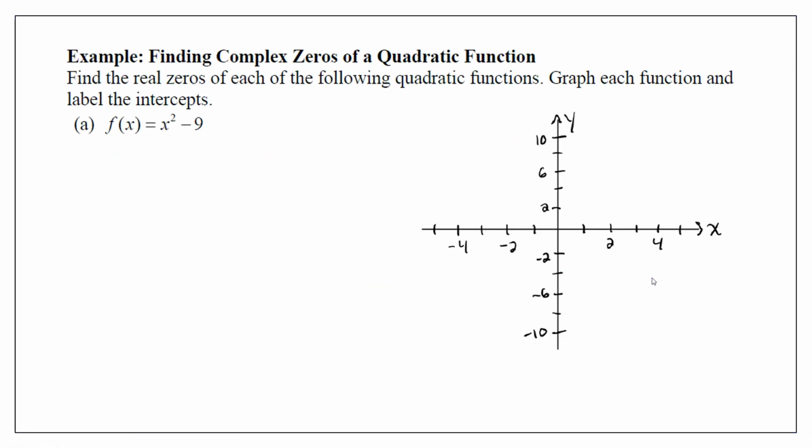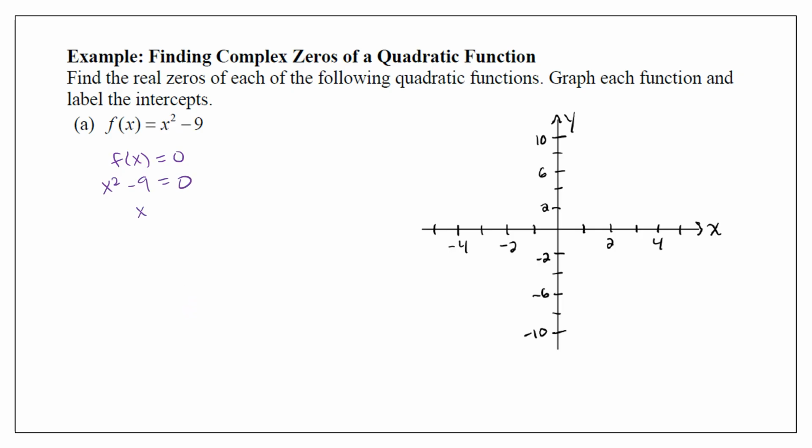So, in our first example, we are to find the real zeros of each of the following quadratic functions, graph each function, and then label the intercepts. To find the real zeros, the first thing we're going to do is set all of our functions equal to 0 and solve for x. In our first example, f of x equals x squared minus 9, we set f of x equal to 0, which means x squared minus 9 equals 0. And then we're going to solve for x.